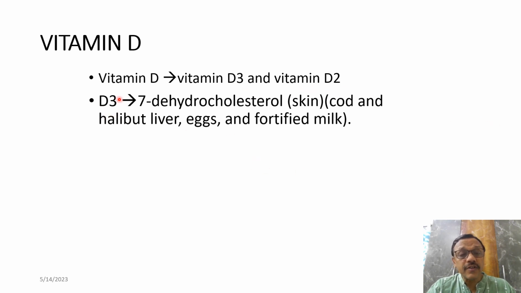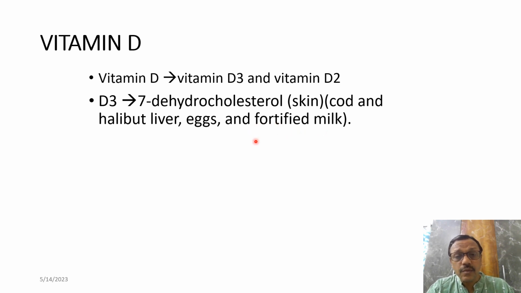Now vitamin D3 is being synthesized from the precursor molecule, that is 7-dehydrocholesterol, which is present in the skin. The natural source of vitamin D3 is the halibut liver oil and egg. And you can also find this vitamin D3 if the milk is being fortified with vitamin D.